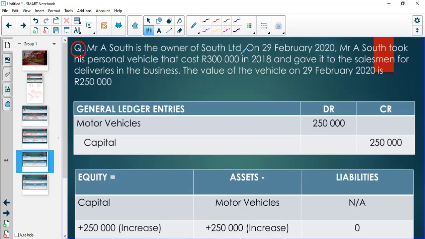Now we have another owner transaction. So what happens is that on 29 February, Mr. A South took his personal vehicle that cost him 300,000 in 2018, but we're now in 2020. So he gave it to the salesman for delivery in the business. So the value of the vehicle on the date it was handed over is 250,000. So this is an odd value. What we want is the value on the date that it was contributed. So this is the owner contributing something.